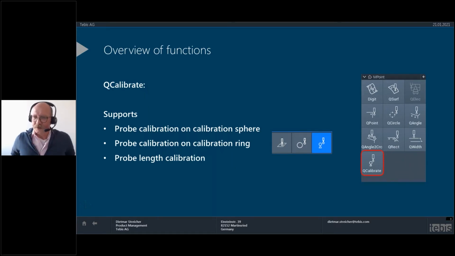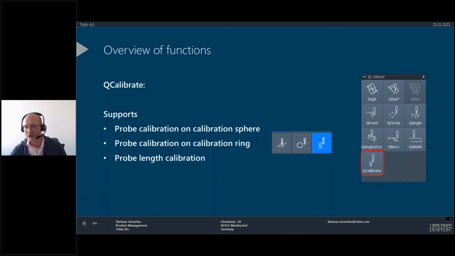So the Q-calibrate job allows you, with 3 different sub-strategies, to do a calibration of a probe by means of a calibration sphere, for example, or alternatively by means of a calibration ring. Or you also can do a simple length calibration for your probe. And so this allows you to program a probing job in the CAM software, which raises a question: why do I have to do a calibration job in the CAM software? Normally I do this on the machine on a regular basis. I have a calibration cycle there. Normally I have one, and so that's it.